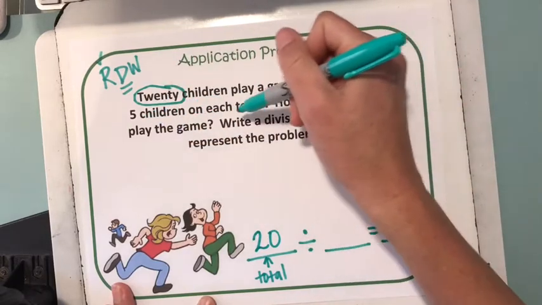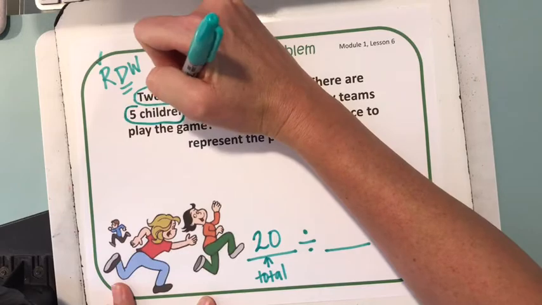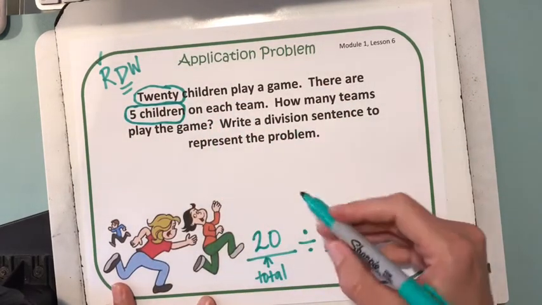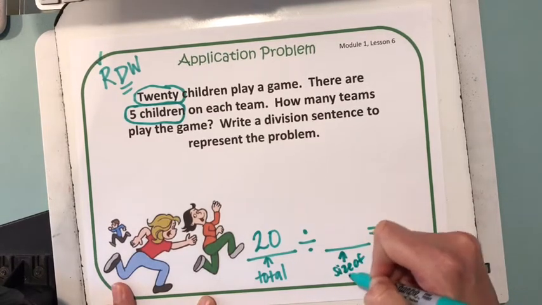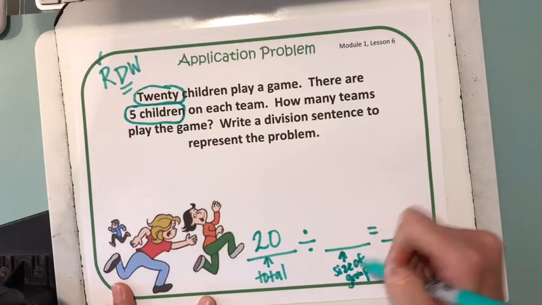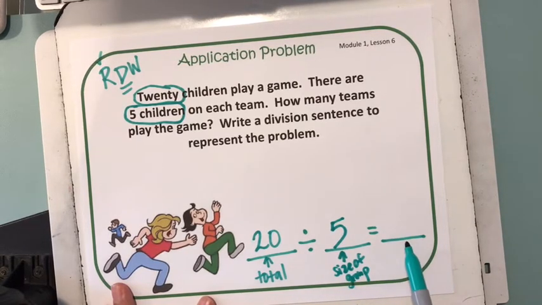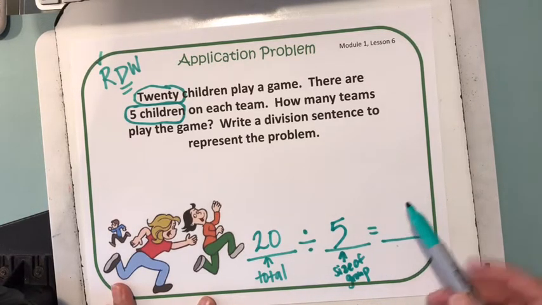There are 5 children on each team. Ooh, that's another important number. 5 children. So that is the size of the group, right? And that also can be put here. Size of the group. So I know that's 5, right? Now I need to figure out what this is right here. What is the quotient? Oh my goodness, that's a new word for us. What does it equal? So the quotient is this number right here.